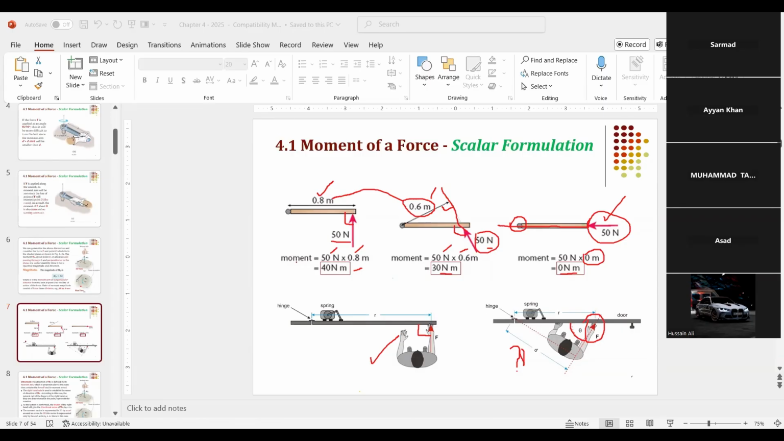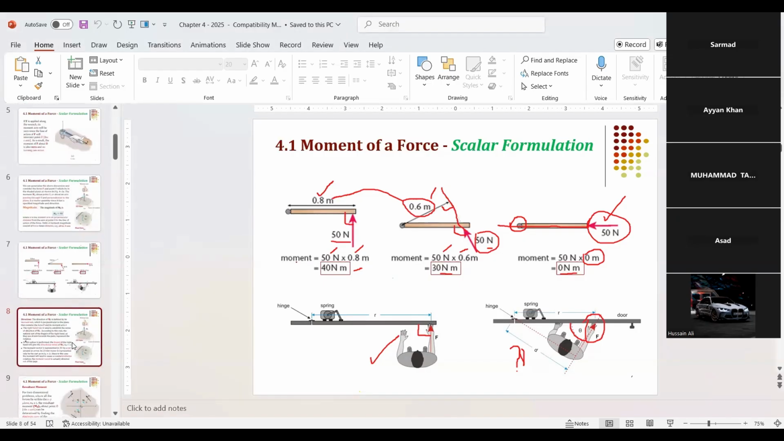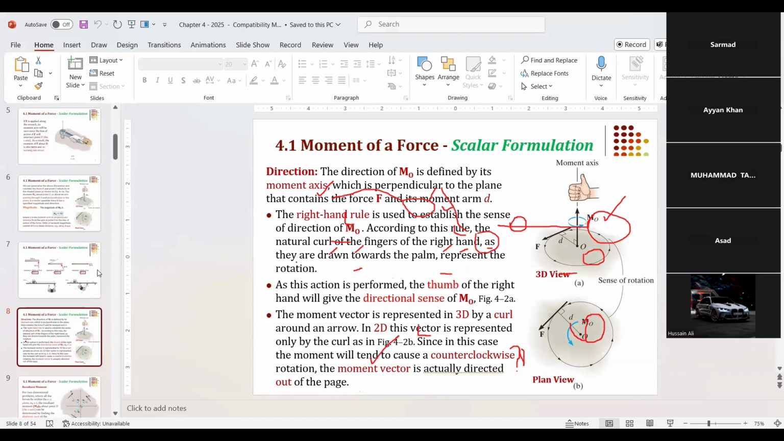Okay, moving forward further. Let me clear the screen. There should be a better way to clean the screen. I think there is, but I can't seem to figure it out.